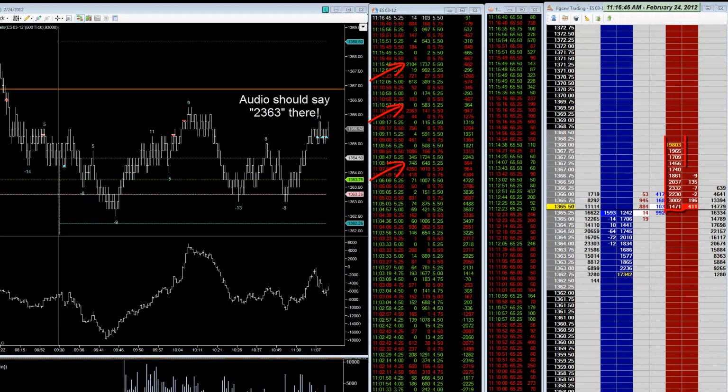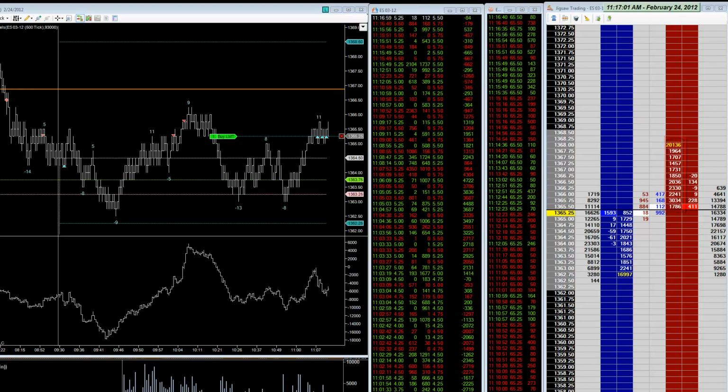We can also see the offers stacked over here. We can see offers of 2,000 to 3,000 orders, which is a lot higher than the bid. Now based on this, you can actually see me putting in a bid here. I'm not buying at the market because I think the market's going to come down to 1365 again as this player continues to build his long position.